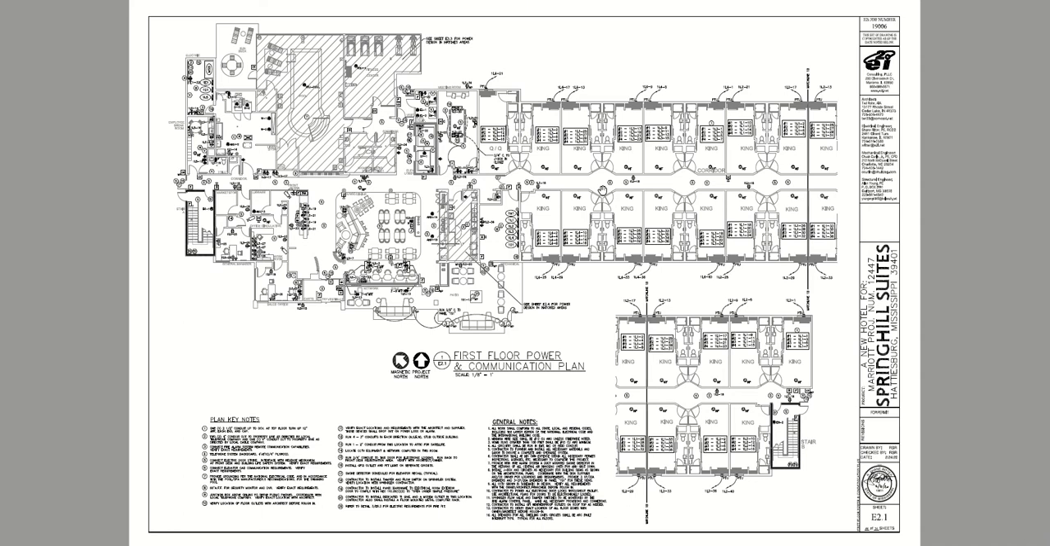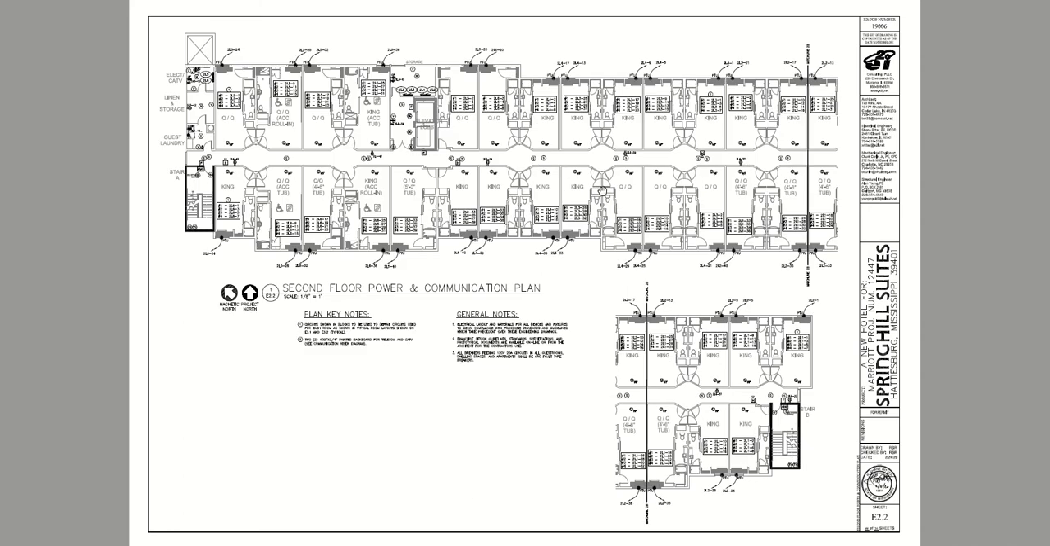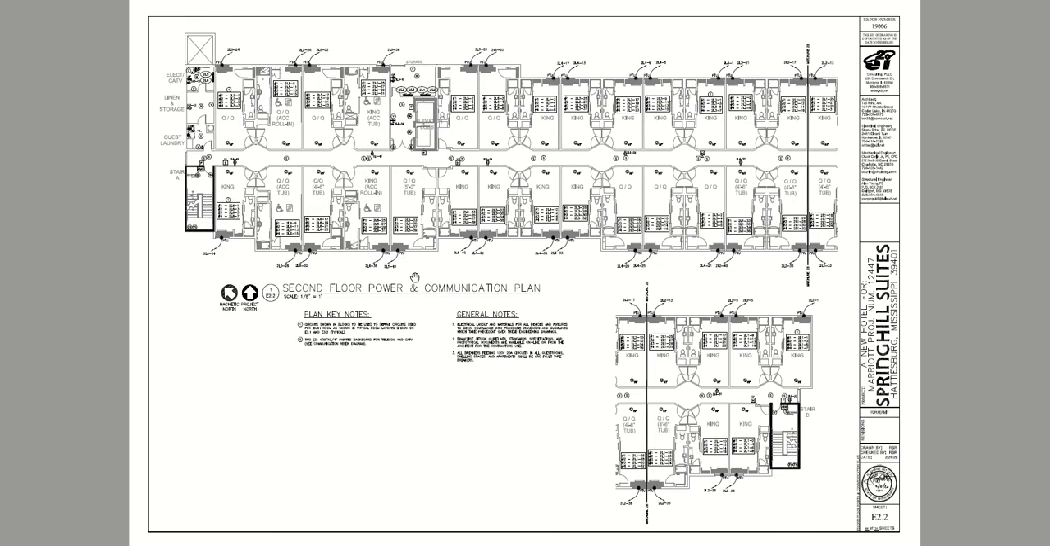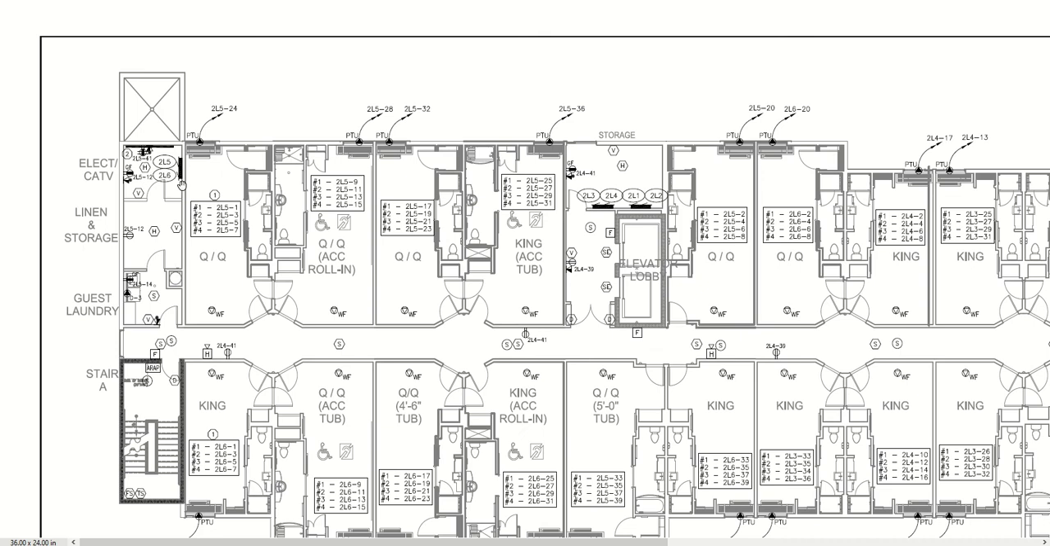So moving on from that, we go up to the second floor. Whereas on the first floor we had the back office, the front counter, and some public space, on the upper floors it's mainly just guest rooms, and that's all there is. So there's not as much to show up here. We will look at the electrical room.